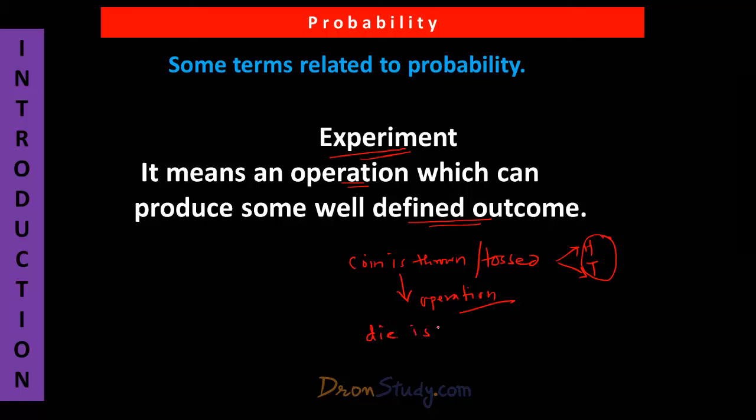Die is thrown. Out of a pack of 52 playing cards, one card is taken out, or one card is removed. This is an operation because it will give some well-defined outcome. Either it will be ace, either it will be queen, either it will be king, like this.